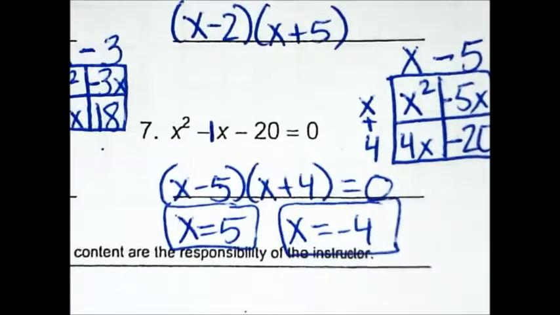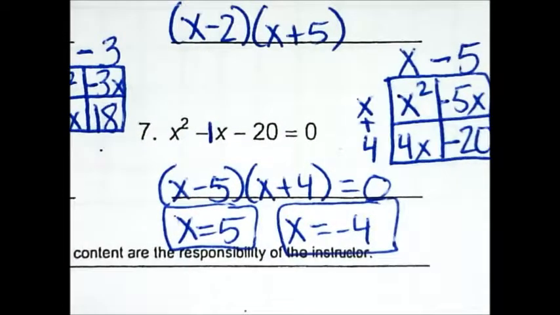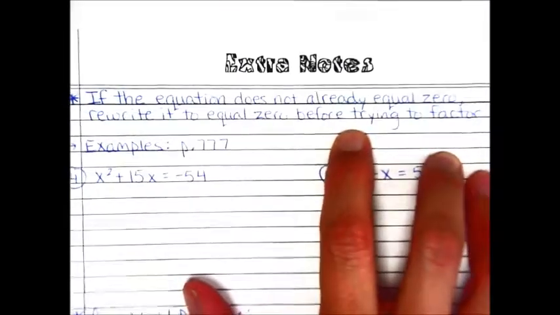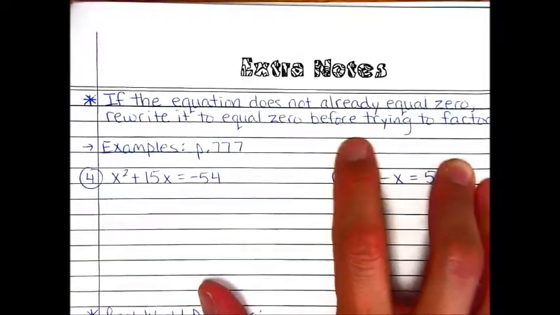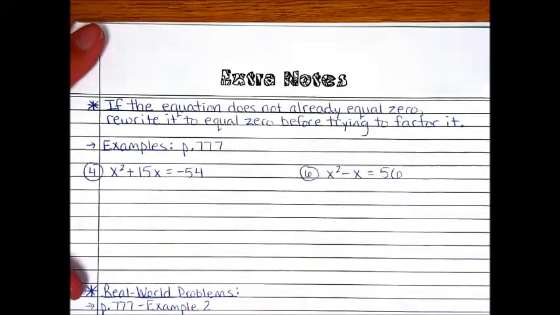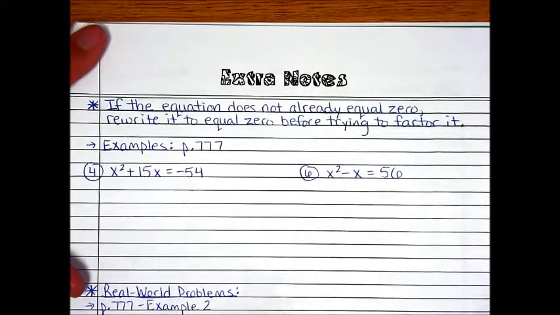Let's take it a step further because so far all the ones you were asked to solve already equaled 0. But what if they don't? You need to add back here that if the equation does not already equal 0, you have to rewrite it to equal 0 before trying to factor it. Have to. So let's try that on a couple.